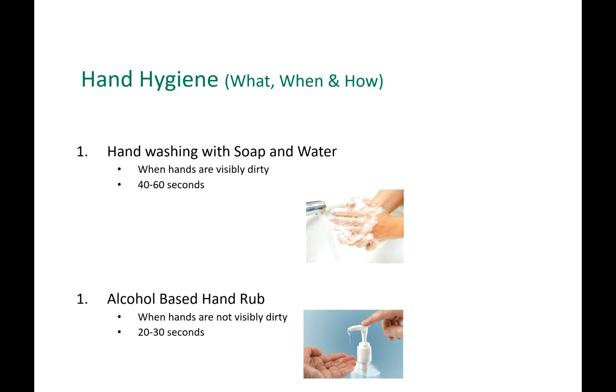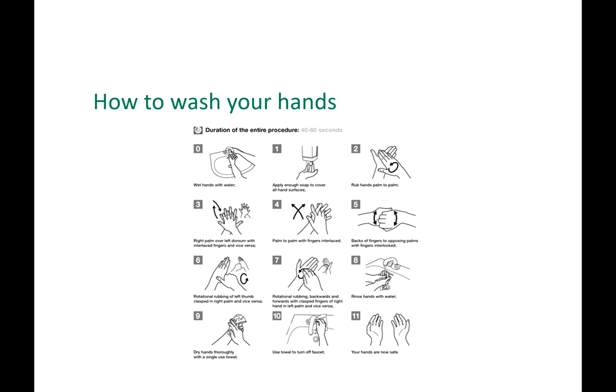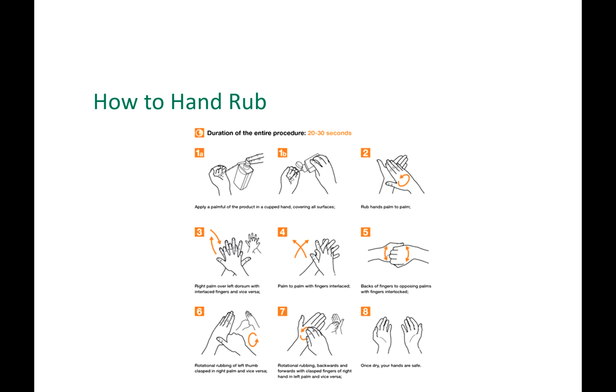The first one is hand wash with soap and water when the hands are visibly dirty, and it takes from 40 to 60 seconds. The second one, alcohol-based hand rub, when the hands are not visibly dirty, and it takes from 20 to 30 seconds. In this slide, as you can see, the steps of hand washing. And this one is for hand rub, almost the same technique, just using alcohol hand rub.